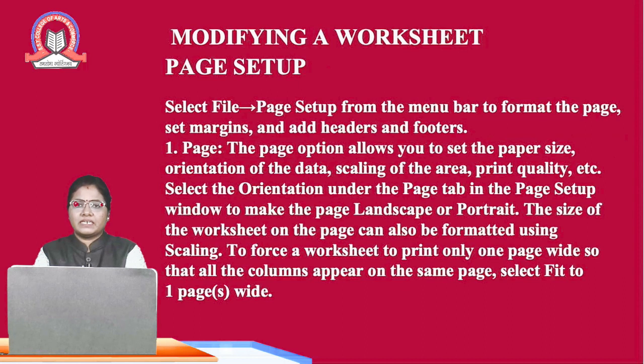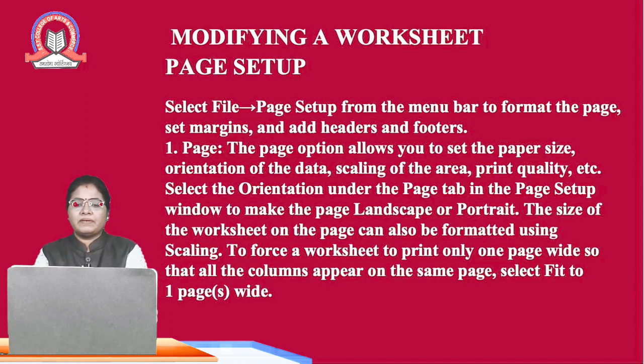File, page setup is the next option. Here some of the options in the dialog box are page, margin, header and footer. Let me see one by one. First one, page. The page option allows you to set the paper size, orientation of the data, scaling of the area, print quality, etc. These are available in the dialog box when we are selecting the option page setup in the file.